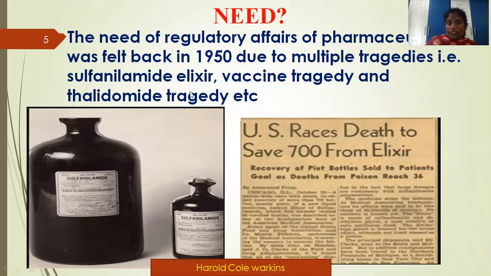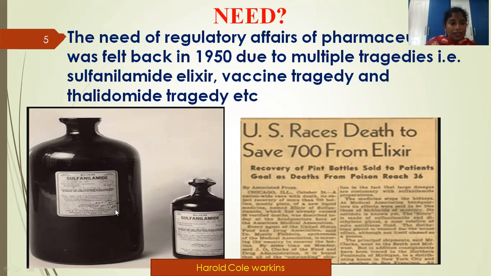Why is it needed, how did it originate, why was regulatory affairs developed? Back before 1950, multiple tragedies happened. What were the tragedies? The sulfanilamide elixir tragedy, the polio vaccine tragedy, and the thalidomide tragedy. We will first discuss the sulfanilamide elixir. Who prepared this? Harold Watkins.